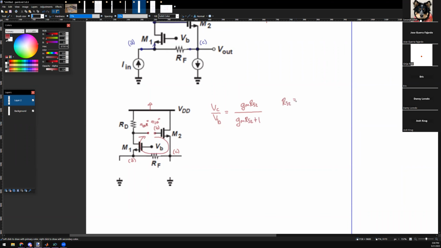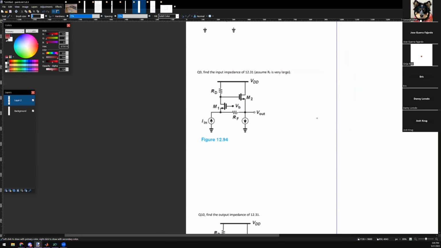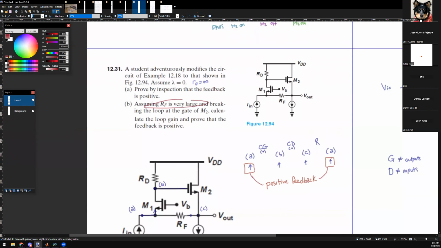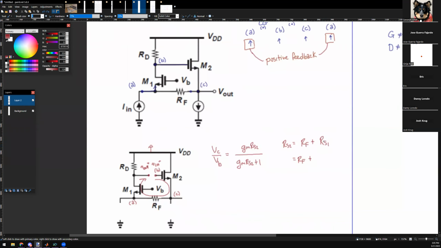Meanwhile, RS2 is the resistance seen by the source, right? So what's the resistance seen by the source? Here I see RF in series with the transistor M1, plus the impedance looking into the source of M1, right? Well, they said let RF be large. So if RF is large, I'm just going to assume this guy's negligible. Is that okay?